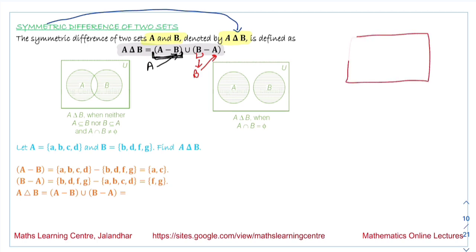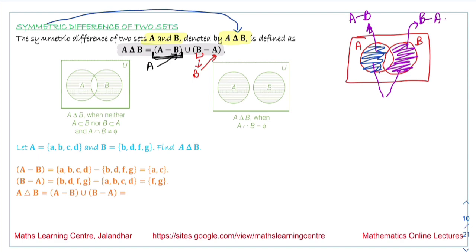So how can we explain this situation? Suppose we have two sets A and B. What is A minus B? A minus B means those elements of A which are not elements of B. B minus A means those elements of B which are not elements of A, and then the union of these two. This part is A minus B. This part is B minus A. And the union of these two, that is this complete portion we are talking about, is A delta B, that is the symmetric difference of A and B.